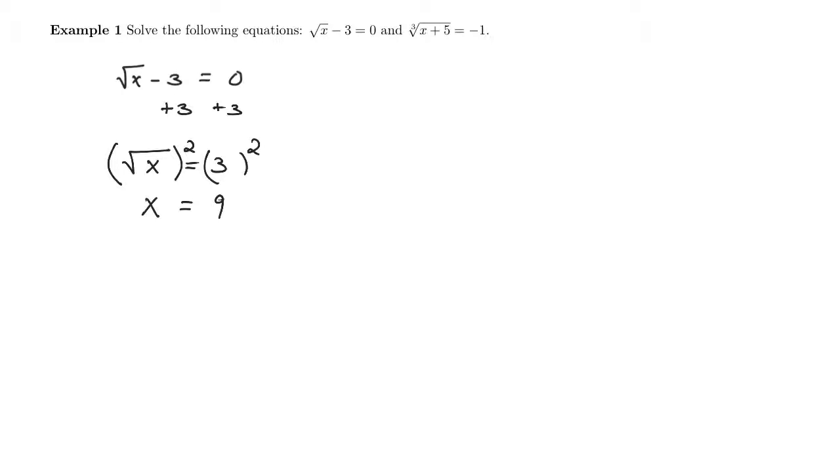And it's pretty easy to see that this is the solution. You probably could have guessed it without even doing this work. The square root of 9 minus 3 is 0. Is that true? And it is. So I know that this is my only solution.